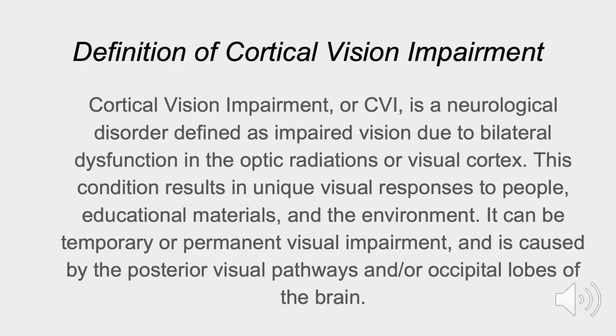The definition of cortical vision impairment, or CVI, is a neurological disorder defined as impaired vision due to bilateral dysfunction in the optic radiations or visual cortex. This condition results in unique visual responses to people, educational materials, and the environment. It can be temporary or permanent visual impairment and is caused by the posterior visual pathways and/or occipital lobes of the brain.